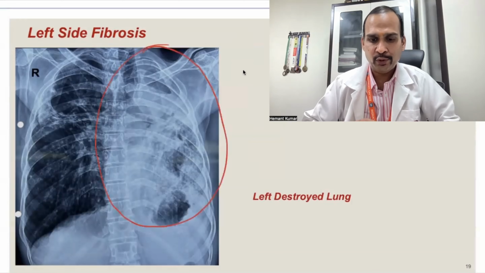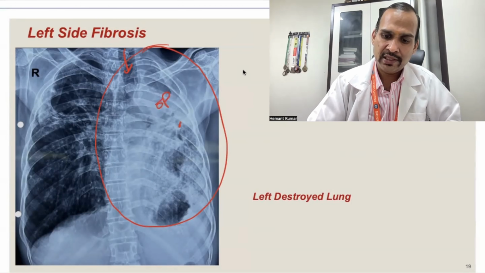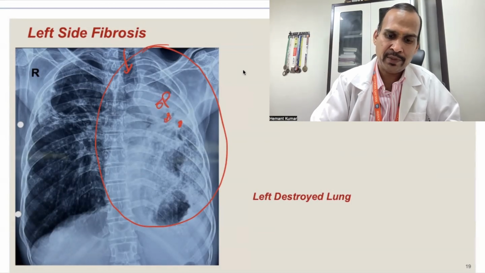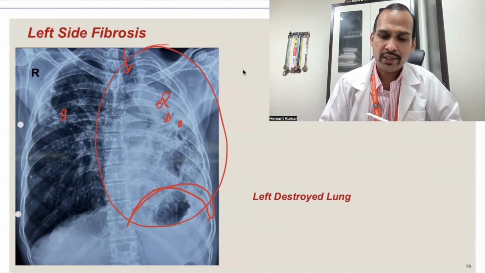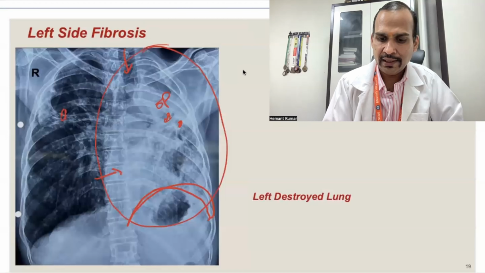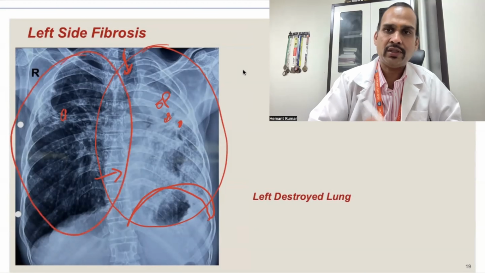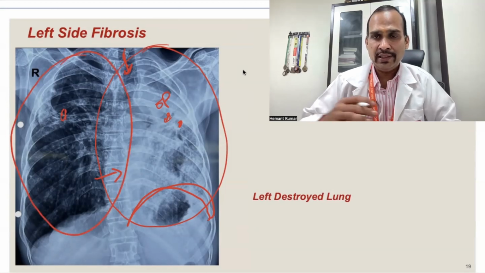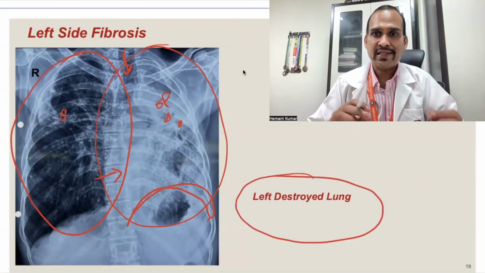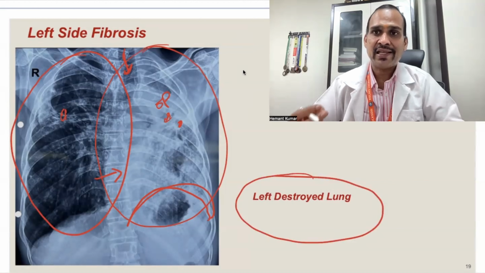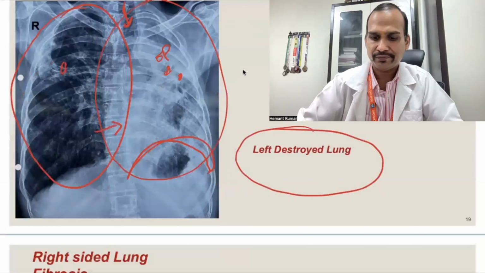So what are the signs of fibrosis? You can see mediastinal shifting, you can see opacity, and narrowing of the intercostal space as compared to the right side. The diaphragm goes up, there is mediastinal shifting towards the left side, tracheal shift, and compensatory emphysema on the right side. So in common language, we say left destroyed lung, but it is actually left-sided cicatricial collapse, also called left lung fibrosis.